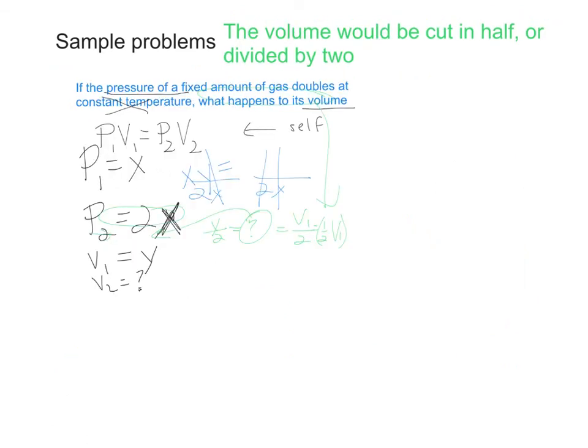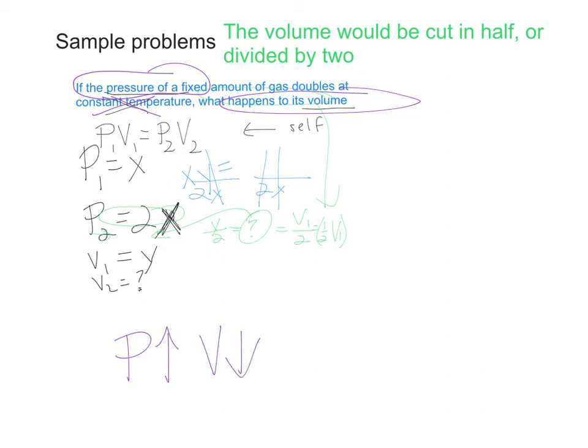You could also take a more conceptual approach to this problem because you could start out by reading, if the pressure of a fixed amount of gas doubles at constant temperature, what happens to the volume? You know you're thinking about pressure and volume and that temperature is constant. And you know that pressure and volume are inversely related. So if pressure goes up, volume goes down. And pressure is going up here. They're not just inversely related, they are inversely proportional. So to the extent that pressure goes up, volume will go down by that same extent, by that same ratio.